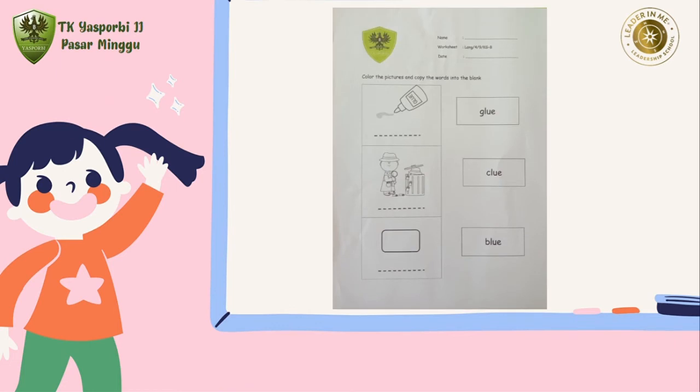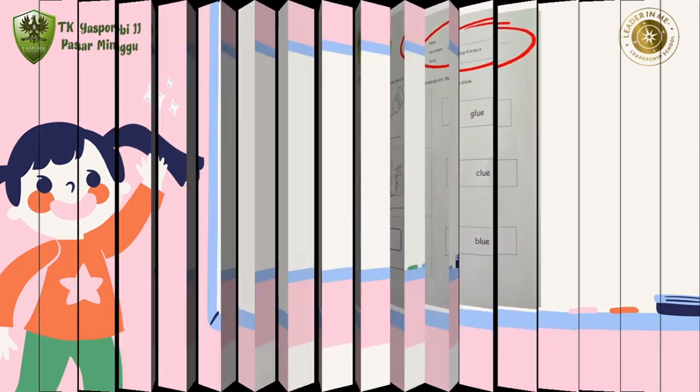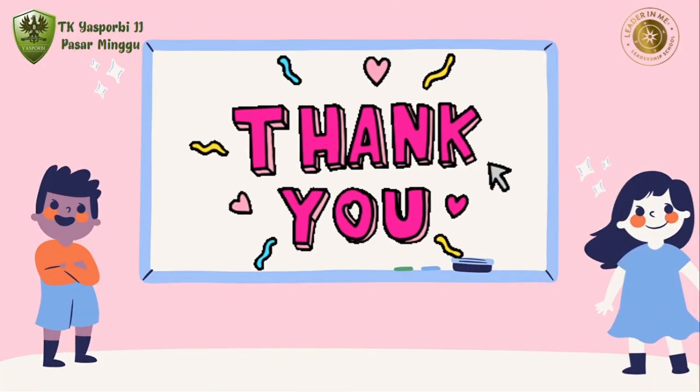Now, this is your worksheet. Don't forget, write down your name and date. And the instruction is, color the pictures and copy the words into the blank. Glue, clue, and blue.